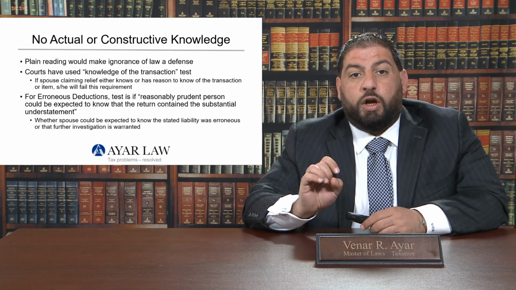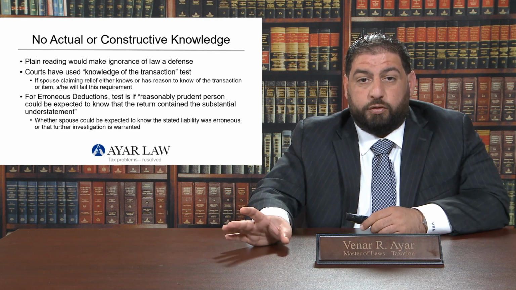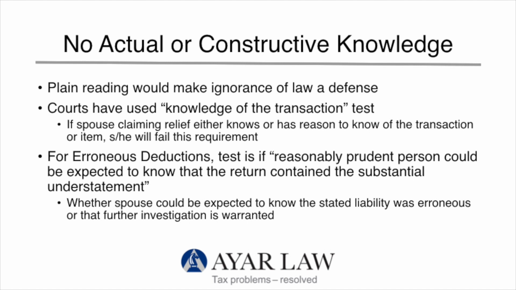When it comes to erroneous deductions, the test is if a reasonably prudent person could be expected to know that the return contained a substantial understatement. So if looking at the return on its face, it's obvious that it's probably wrong, those deductions are probably not legitimate, spouse should know a little bit about the financials, then they can say that you had reason to know or that you had actual knowledge.